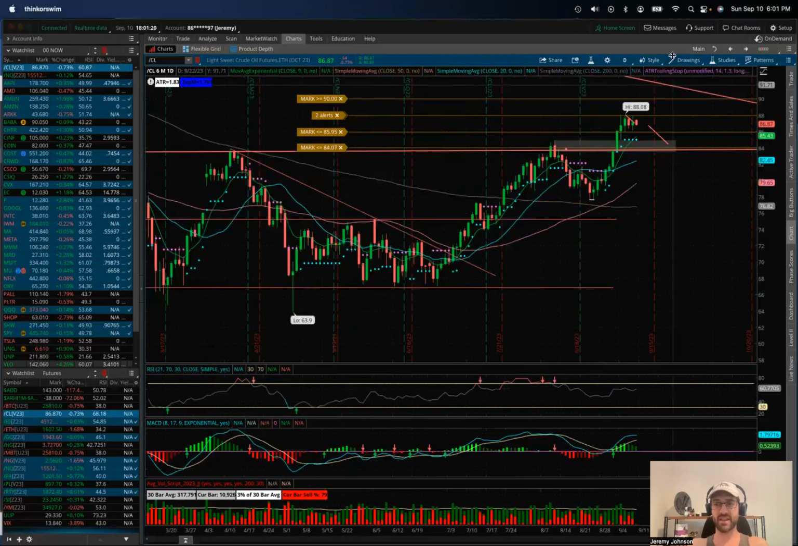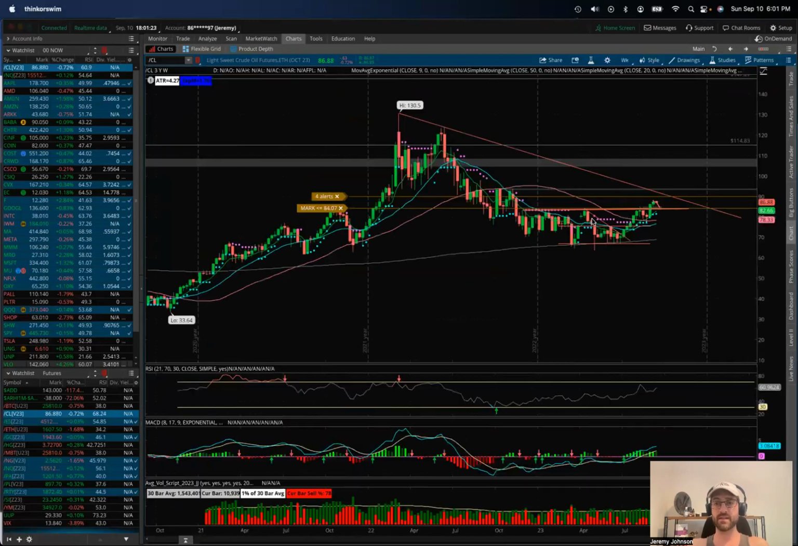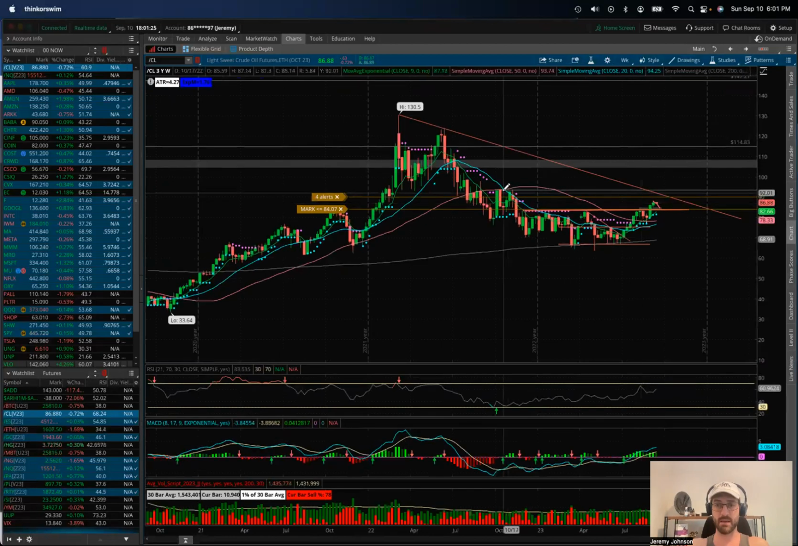And really, there is nothing to stop the price of oil from appreciating until we get back up to previous highs out here around $93. So this $93 zone is going to be my target for either the high base breakout or the pullback and then form of new higher support.